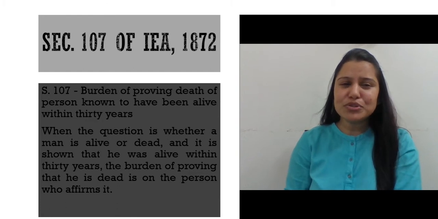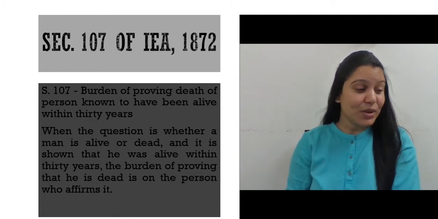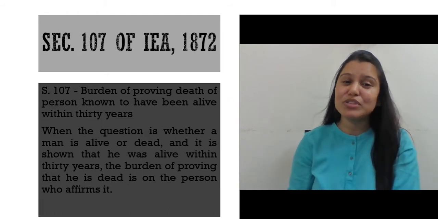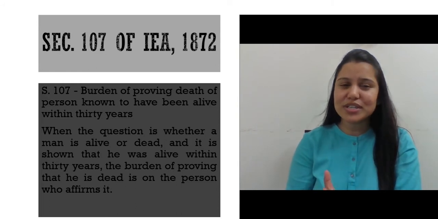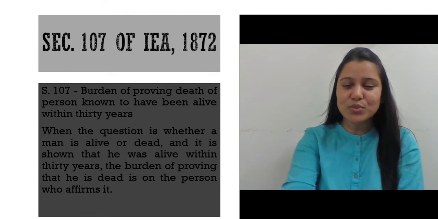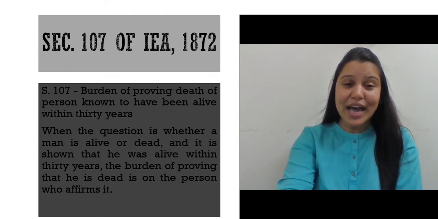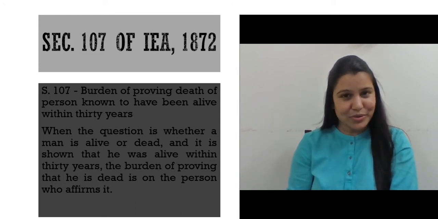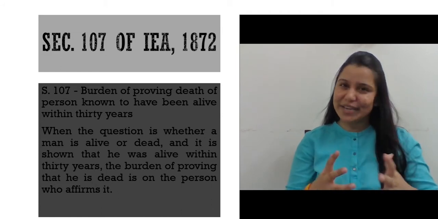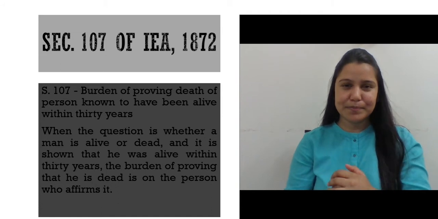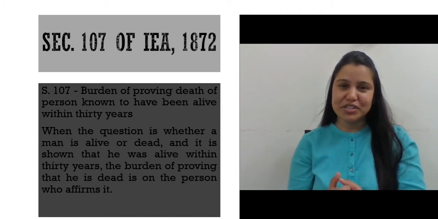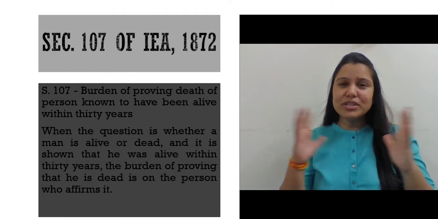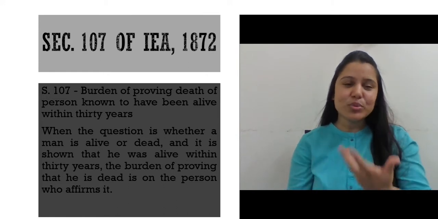Burden of proving death of person known to have been alive within 30 years. Now this is a section which says that the burden of proving the death of a person known to have been alive within 30 years. So the question is whether a man is dead or alive, and it is shown that he was alive within 30 years. Right? The question is whether a man, say A, is alive or dead. And it is shown by other evidences that he had been alive within 30 years, that people have seen him somewhere alive.